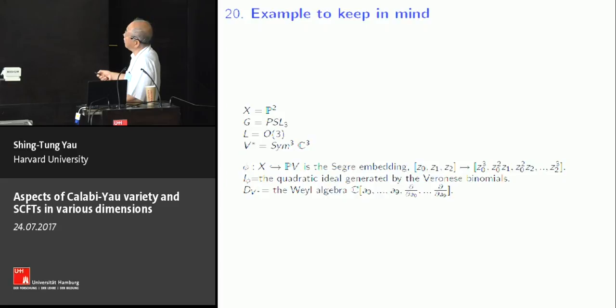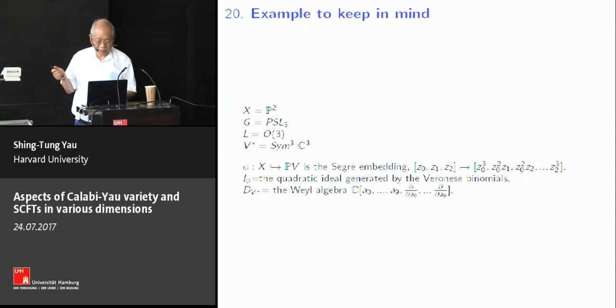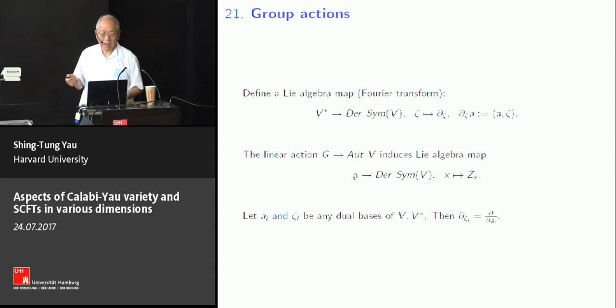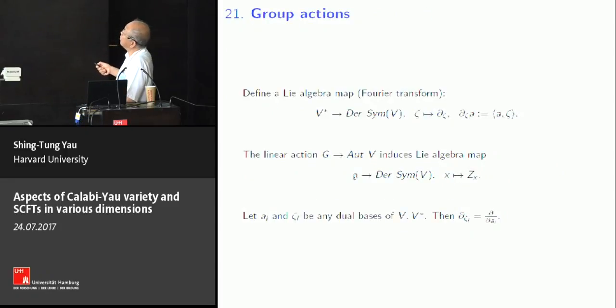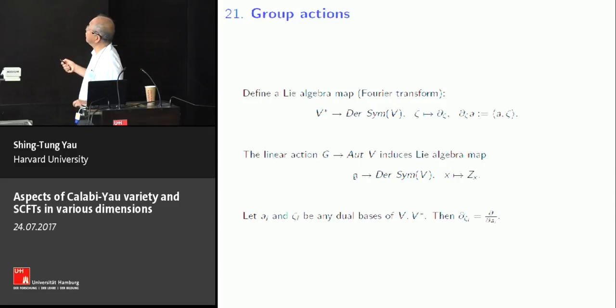And D V star would be simply the Weyl algebra acting on V. So a_i is the coordinate that we choose in V. There's a Lie algebra mapping V star into the derivations of the symmetric algebra of V, which is basically a Fourier transform. The map from V star is just differentiation in this way. The linear action induces a Lie algebra map, which is redefined by C x. So this is similar to the previous GKZ system where we have this C x. Okay.